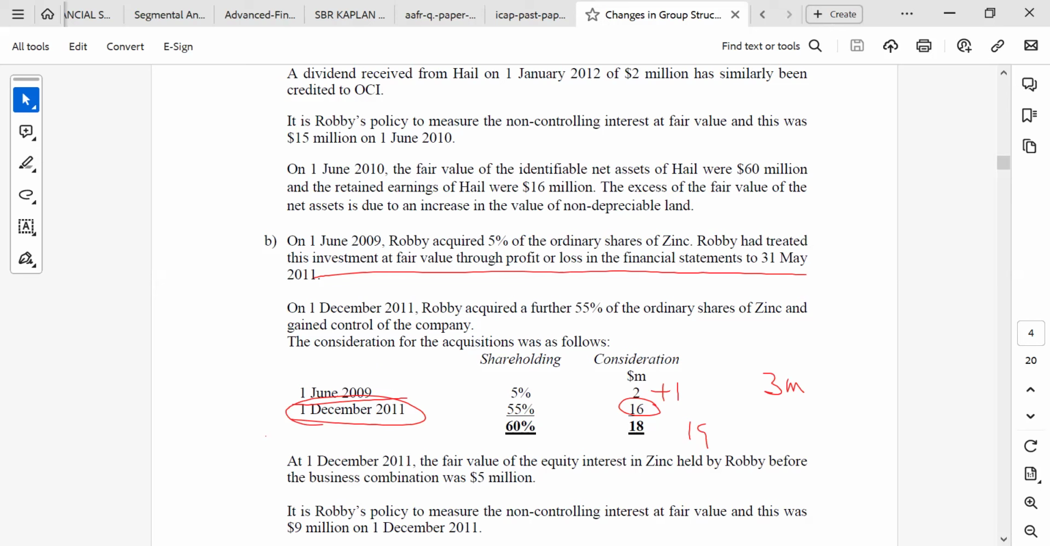At the date of control now, our 5% now is having a fair value of what?